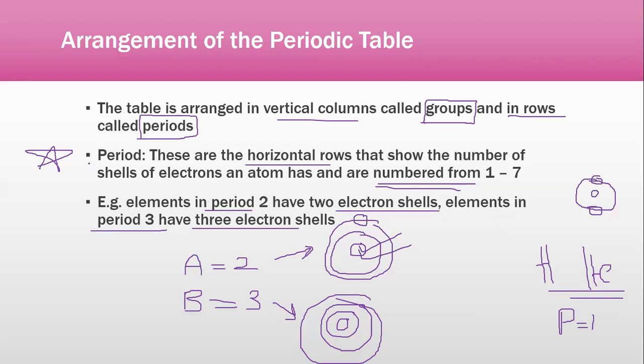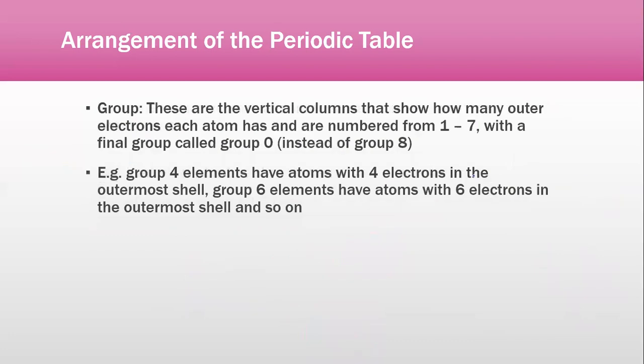So period number would help us in telling the number of shells of electrons an atom has, which are numbered from 1 to 7. Total number of periods कितने हैं? 7 in a periodic table.